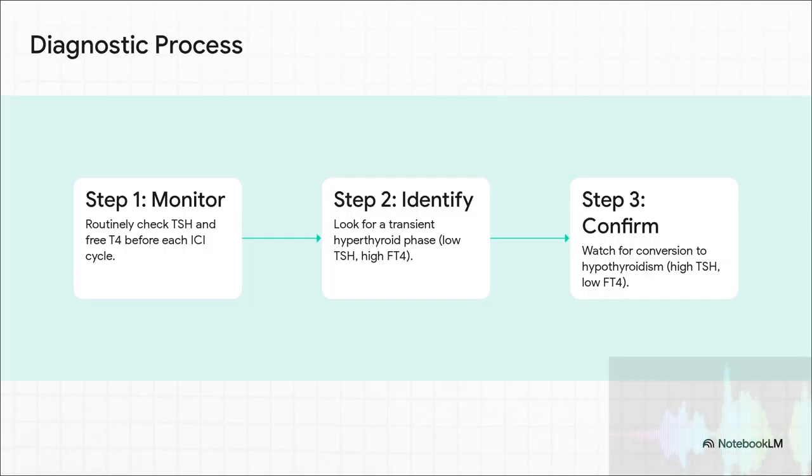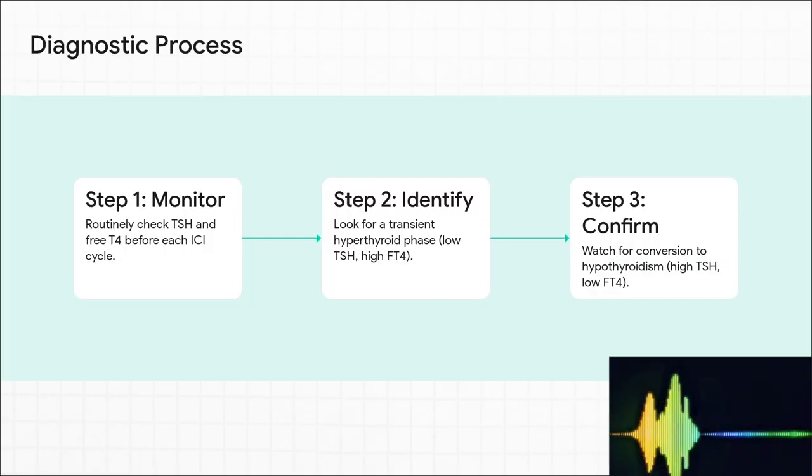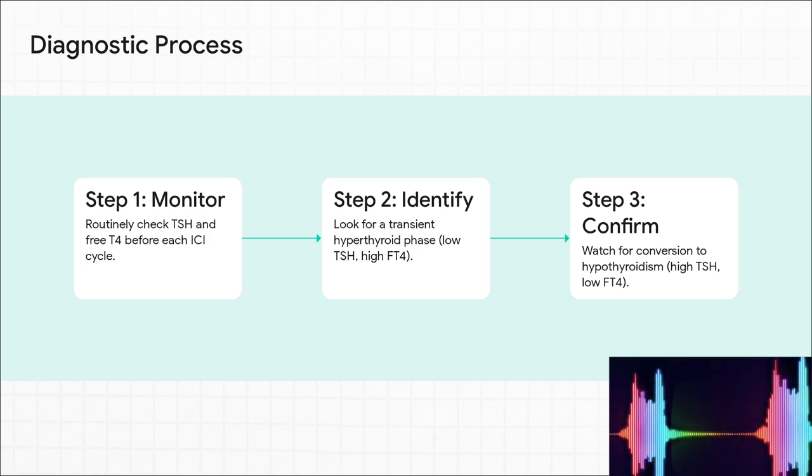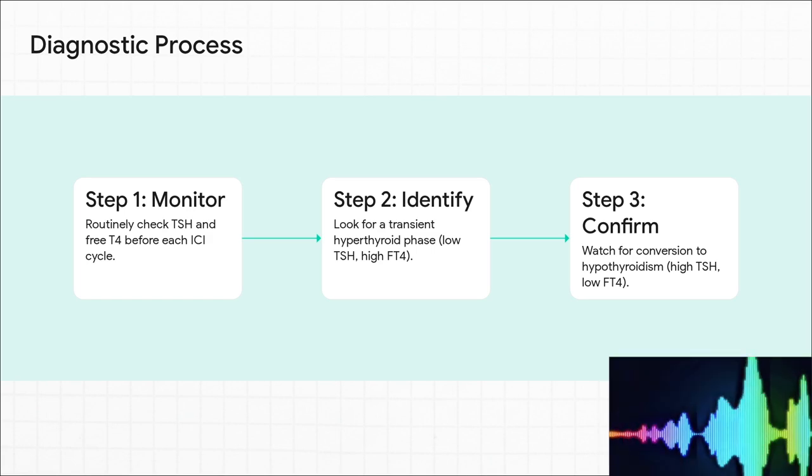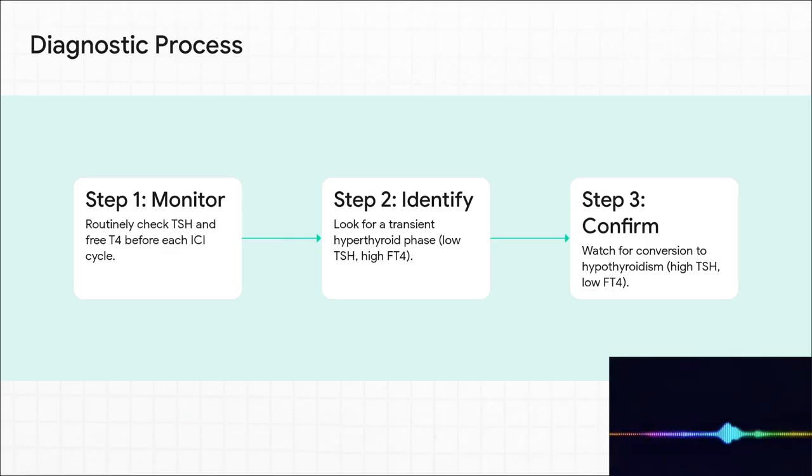So the whole diagnostic process is really about tracking the trend. It all starts with that routine monitoring of TSH and free T4. What you're looking for is that signature biphasic pattern, a quick, transient thyrotoxic phase that eventually just burns itself out and converts to a permanent hypothyroid state.